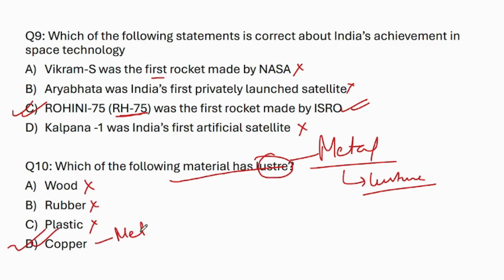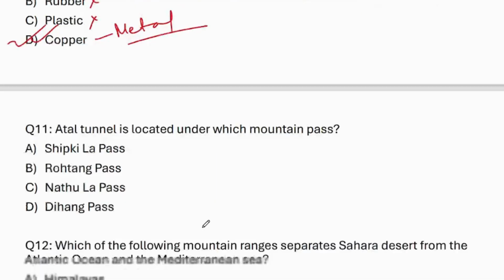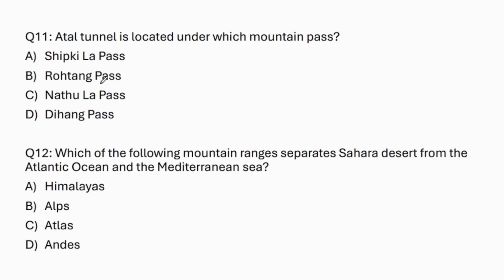Copper being a metal, it has luster. All right, moving on to the next question. Atal Tunnel is located under which mountain pass? You should know this. It is Rohtang Pass.